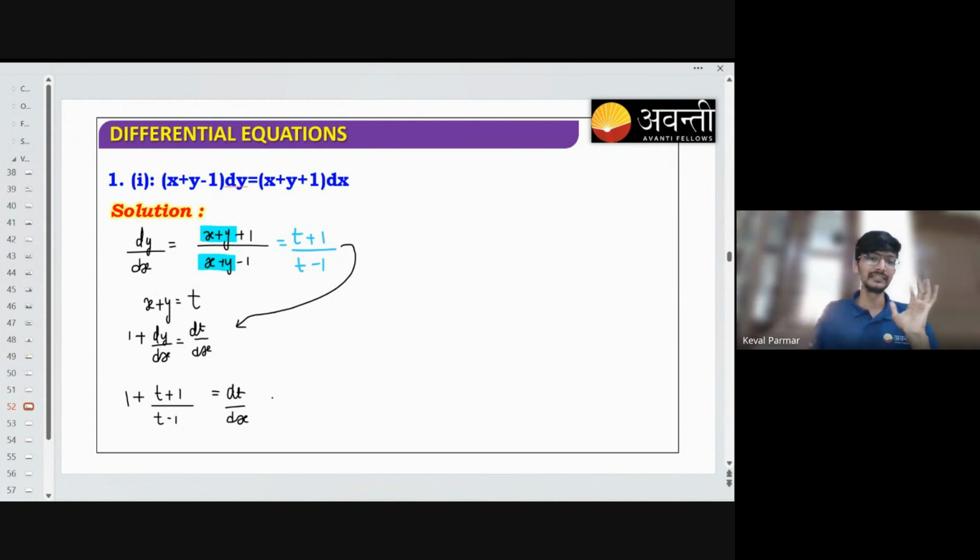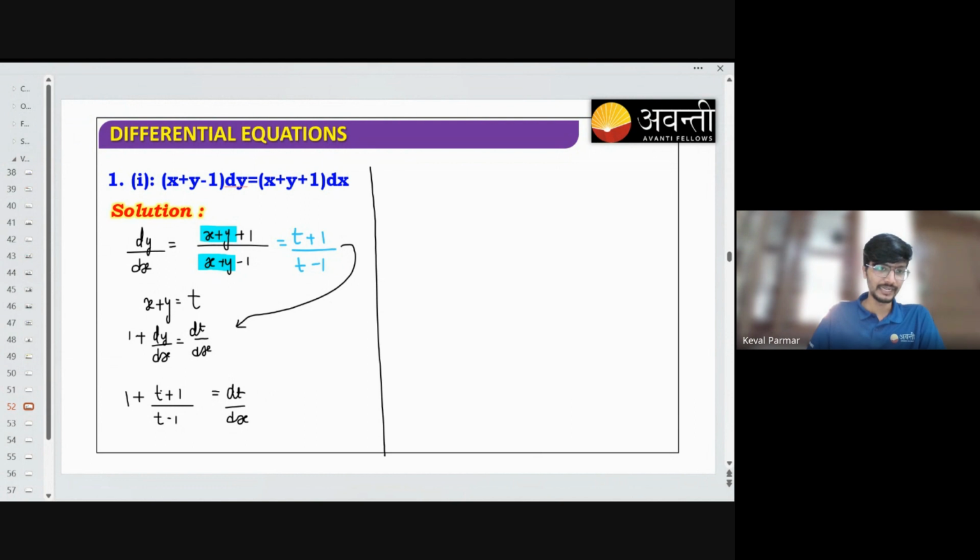That means write the t terms with dt, and the x terms with dx. Here also I substituted y, so there is no y, there is t and x. First there was y and x, but after substitution it became t and x. So every question will only do this. We'll do variable separable. First let's simplify LHS.